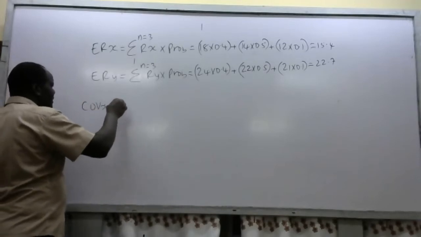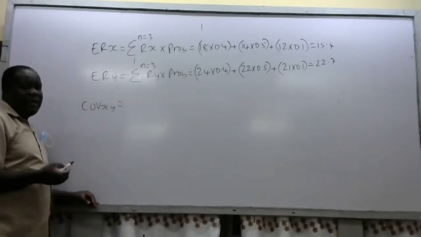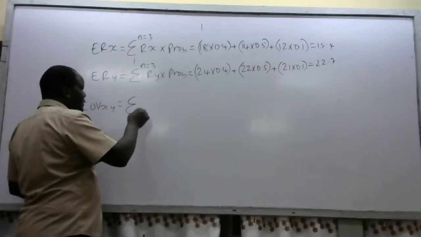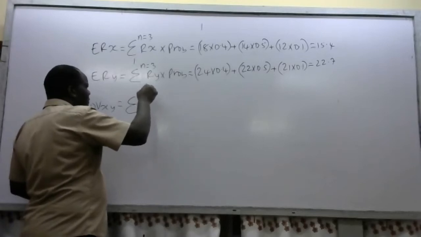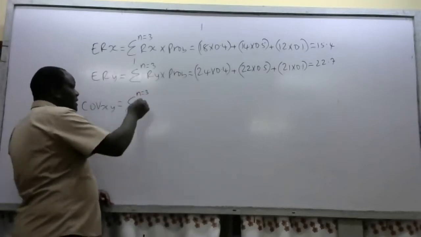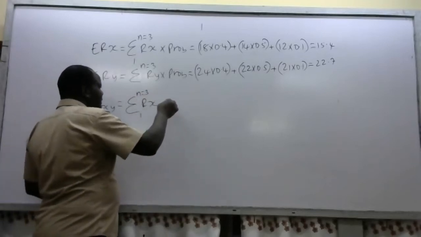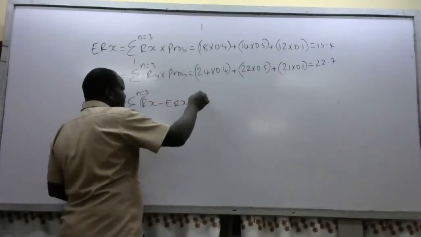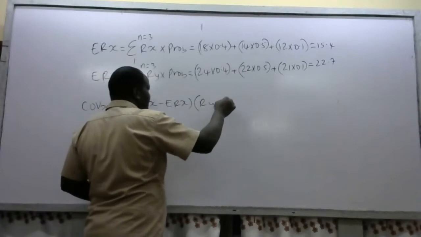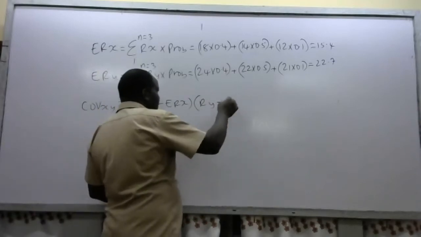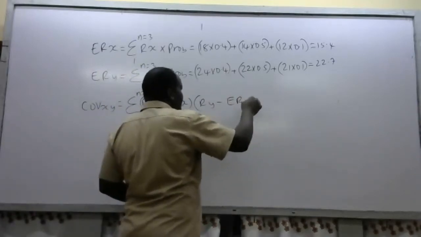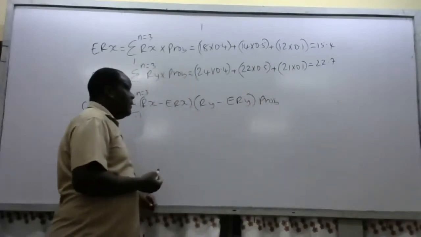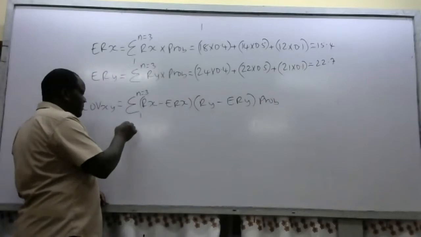Covariance between X and Y. We had said that it is the same as the summation from the first to the last. So there were 3 observations: return for X minus expected return for X, then return for Y minus expected return for Y, then you multiply by the probabilities and multiply.